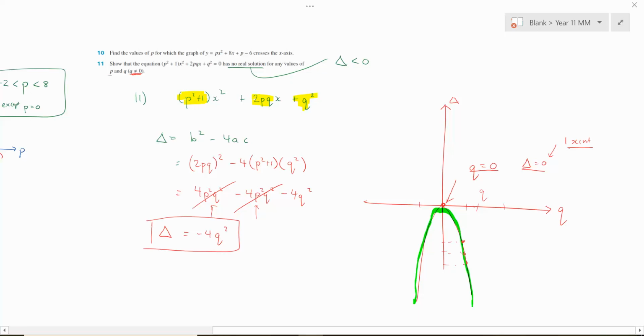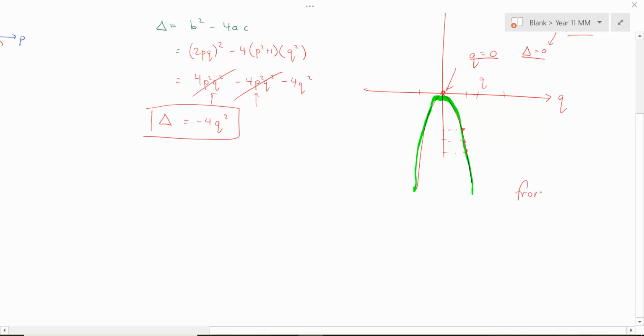So you'd say from the graph, for all q values except when q equals 0, the discriminant is less than 0. Therefore, it has no solutions. There you go. That's question 10 and 11. Hopefully that helps, and I'm going to leave it there.